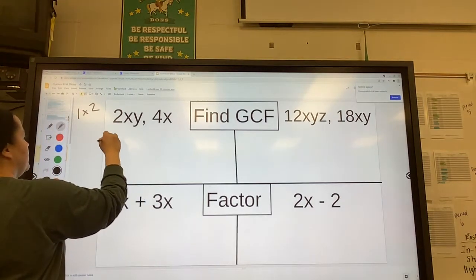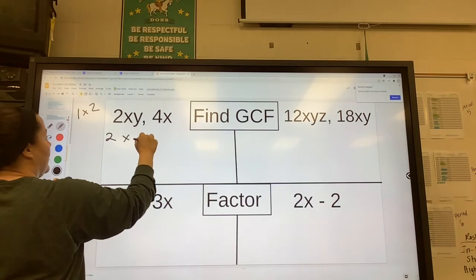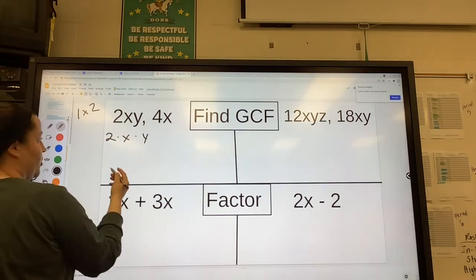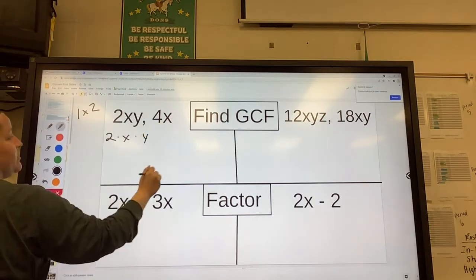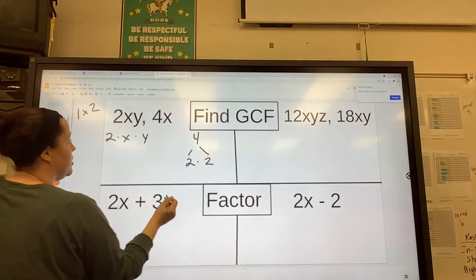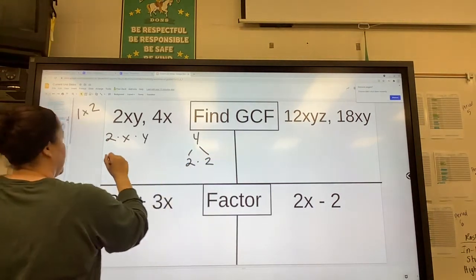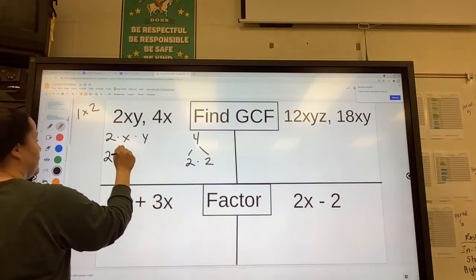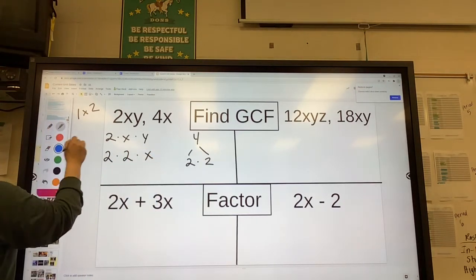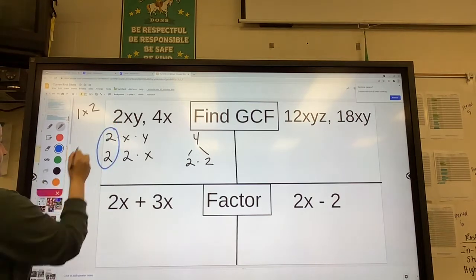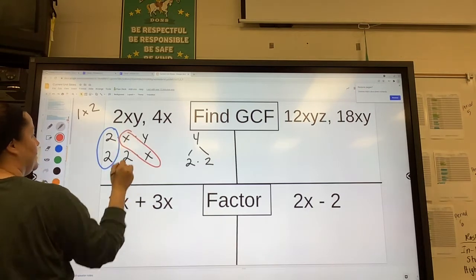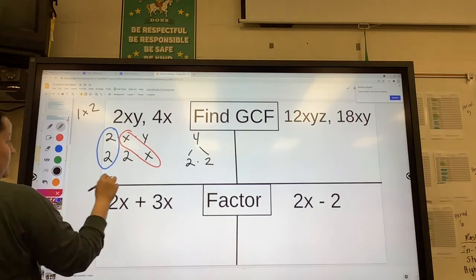So it would be 2xy, 2 times x times y. I'm using the dot to show it. 4 would be, if we use the tree method, 4 is 2 times 2. And then x is by itself. So that would be 2 times 2 times x. Now we can find that we have a 2 and a 2 for both, and we have an x and an x. So the greatest common factor for both of those would be 2x.